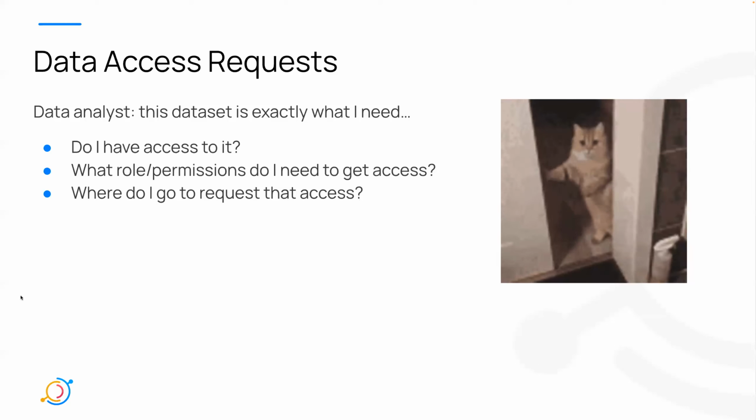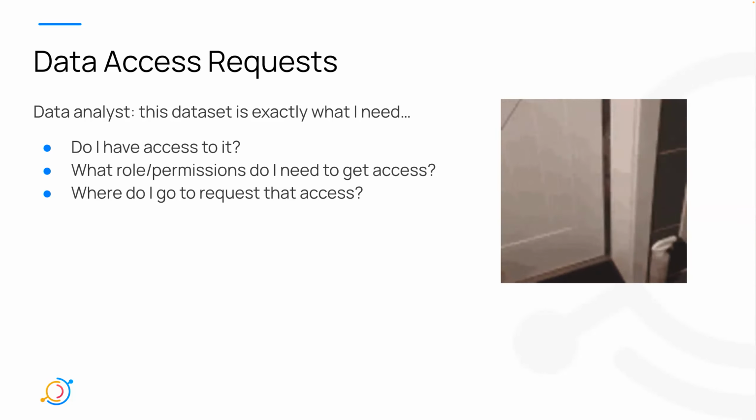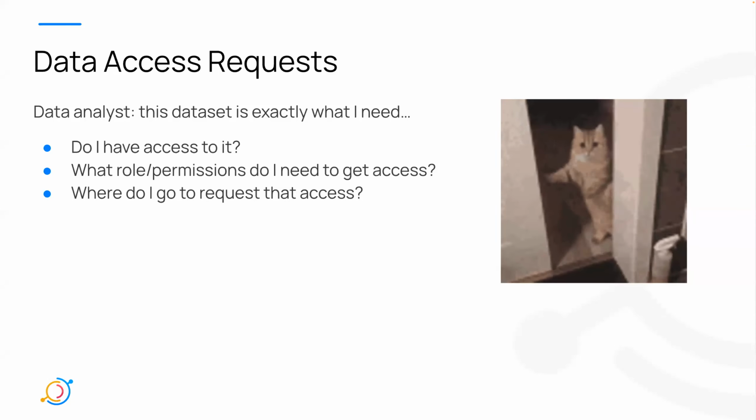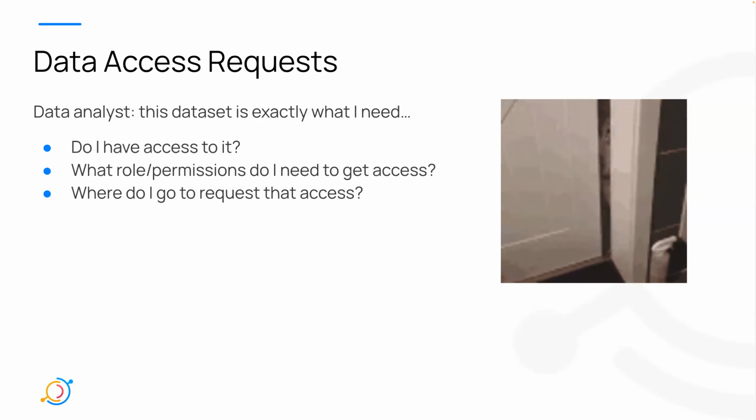What happens in a lot of DataHub users' journey is they'll show up to DataHub, they'll search for something, and they'll find what they're looking for. It has high usage, ownership, and the lineage that they were expecting. It looks like the perfect thing. And the very next questions they're going to ask are: okay, do I actually have access to this thing? Can I query it or not? If I don't have access to it, what roles or permissions do I need to get access? And finally, who do I talk to or where do I go to actually make those requests?